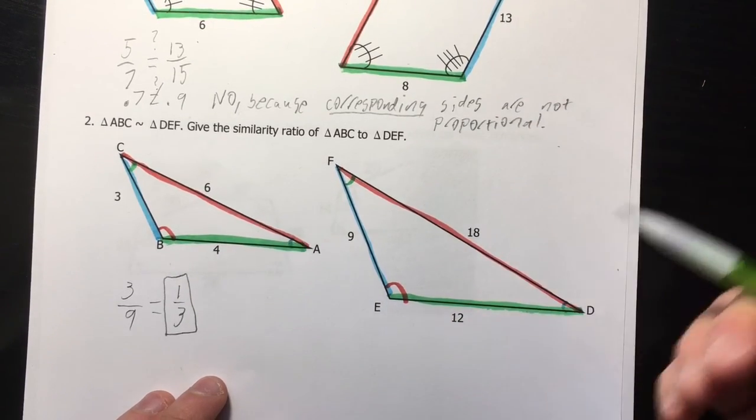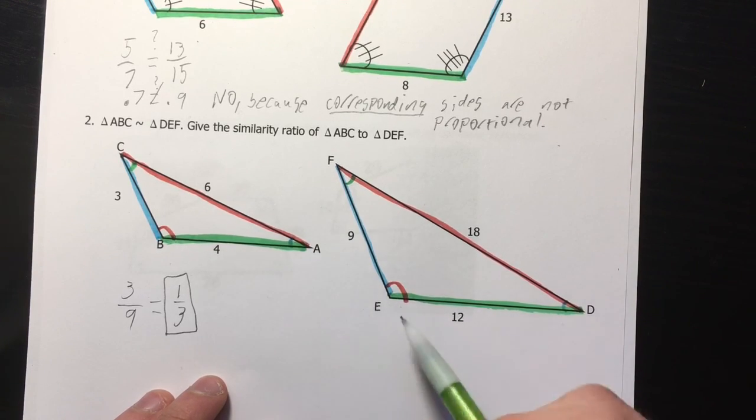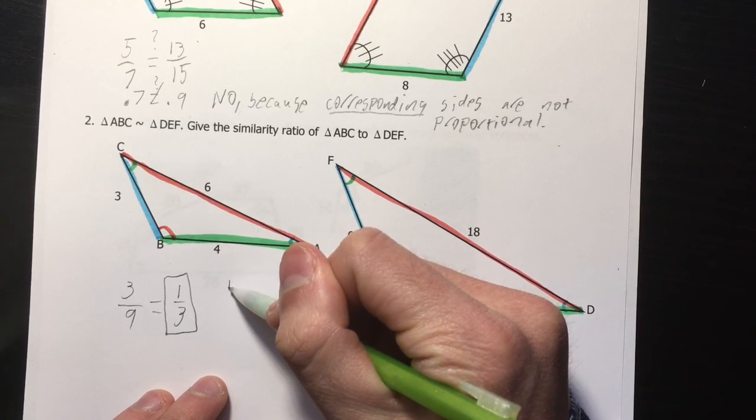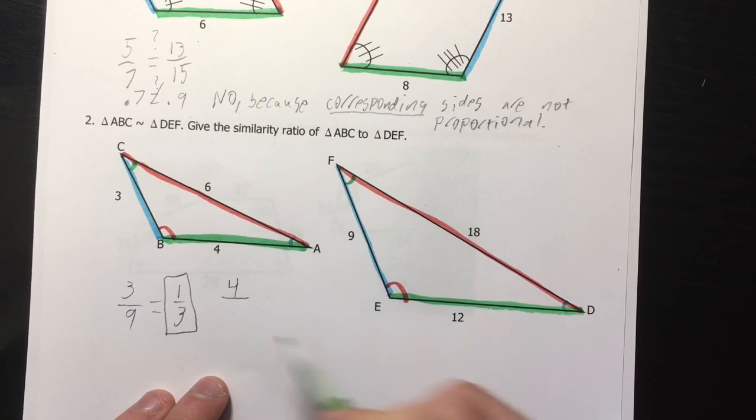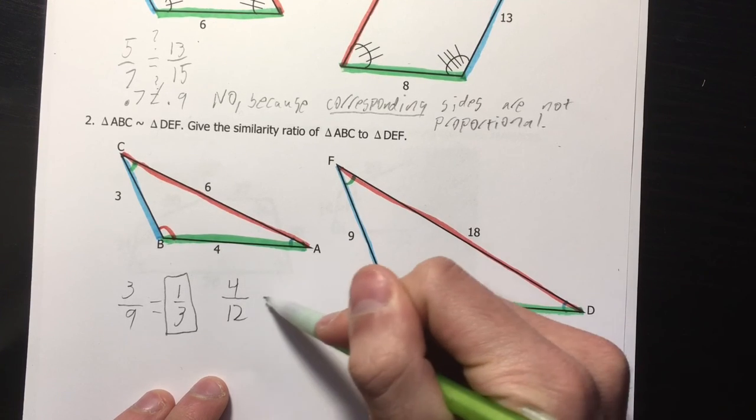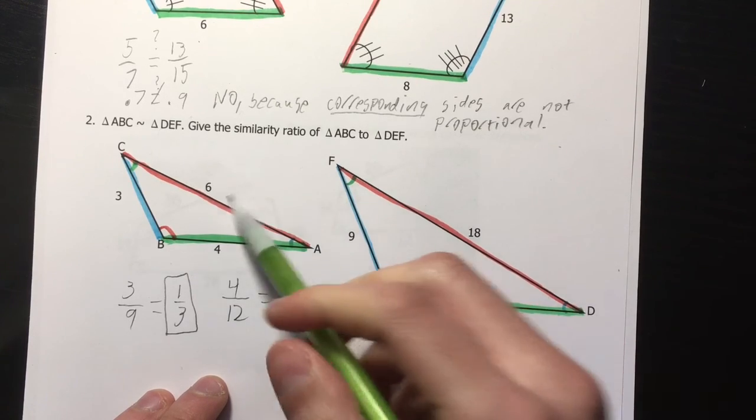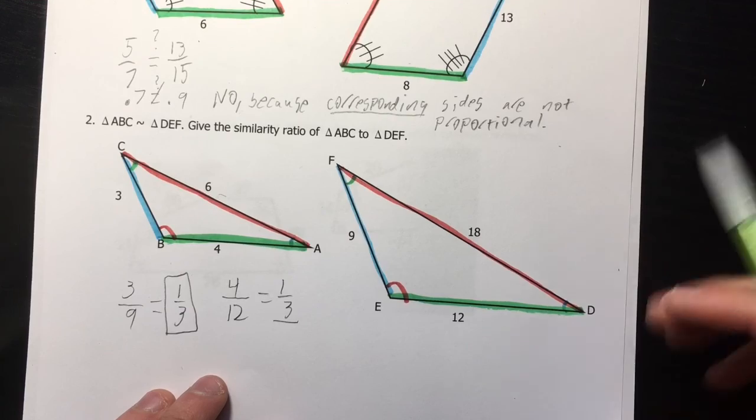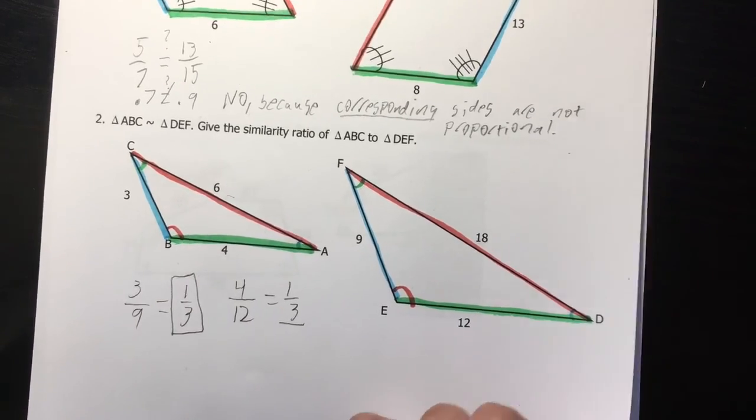And likewise, it doesn't matter which sides we test. If we tested the corresponding green sides, just as long as we have 4 in the numerator, because that comes from triangle ABC, over 12, that's also going to give us 1/3. And then likewise, if we did 6 over 18, that will give us 1/3 as well. So 1/3 will be our similarity ratio.